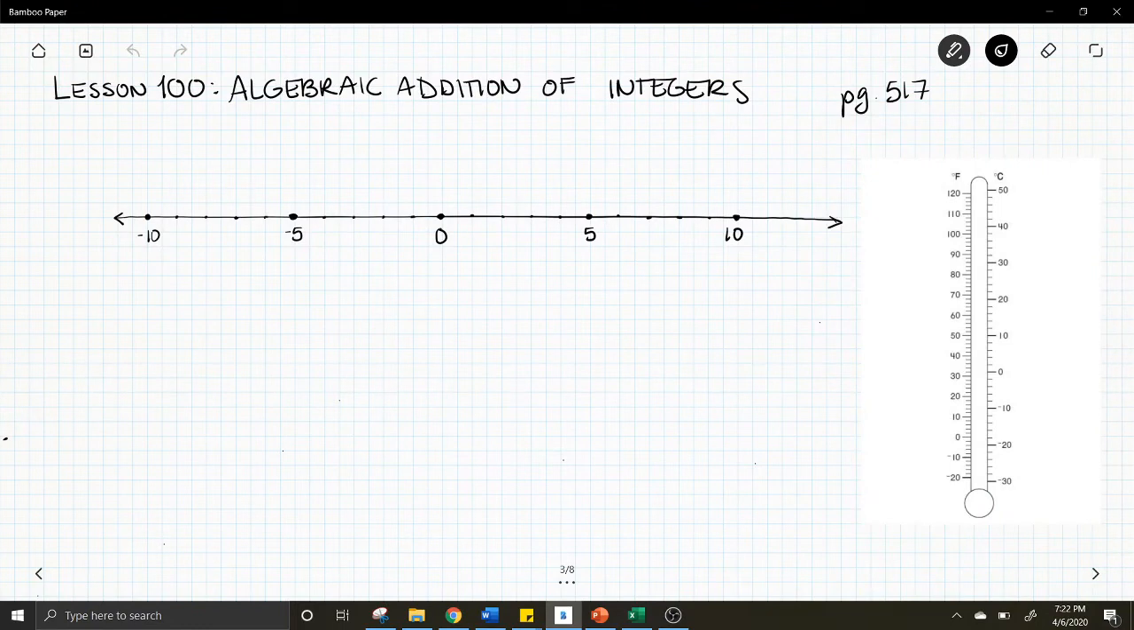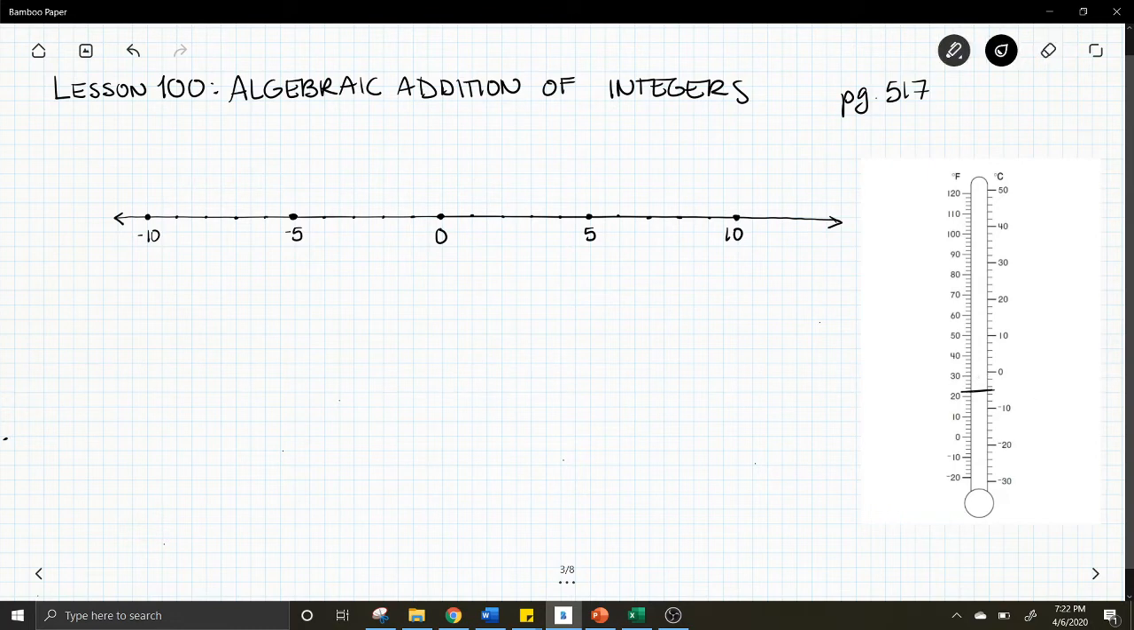Now we're going to have a different situation. We're going to start with a temperature of 0 degrees. And first, the temperature, so we're at 0. I'm just going to keep it with this black colored ink. We're at 0 degrees. The temperature falls 5 degrees. So we're losing 5 degrees. Now we're here.